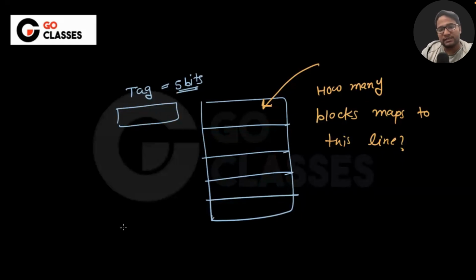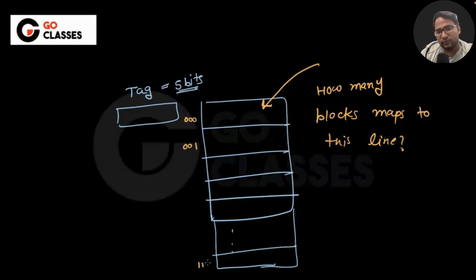See, the index is, let's suppose, 3 bits. Doesn't matter. Suppose the index is 3 bits, which means this is 0, 0, 0, then 0, 0, 1, and so on, up to 1, 1, 1.